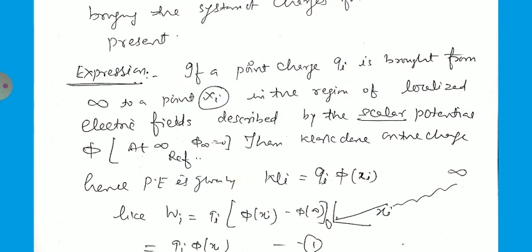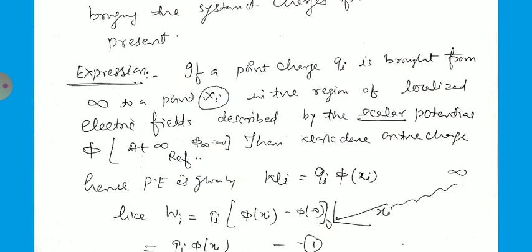Now, how can we obtain the expression for it? If a point charge Qi is brought from infinity to the point xi in the region of a localized electric field described by the scalar potential phi, where we have considered the potential phi to be 0 at infinity, then the work done on the charge, hence the potential energy for this charge system, is Wi equal to Qi phi(xi). Phi(xi) is the potential at xi, or the work done on a unit test charge to move from infinity to the point. That is the definition of the potential.